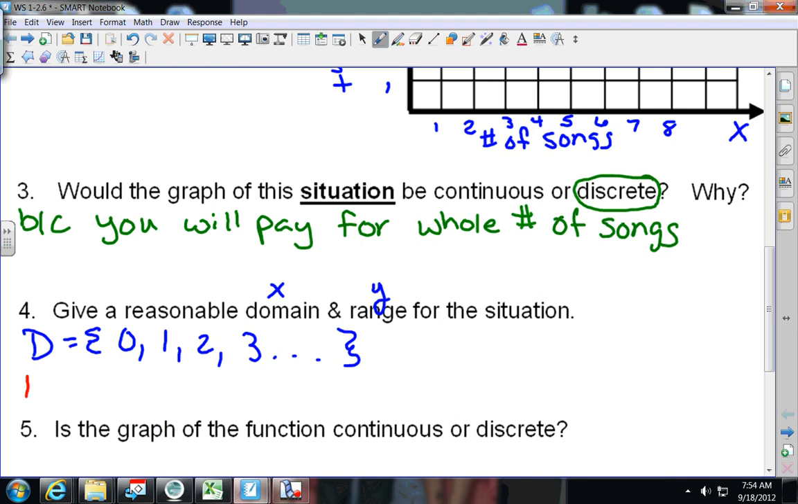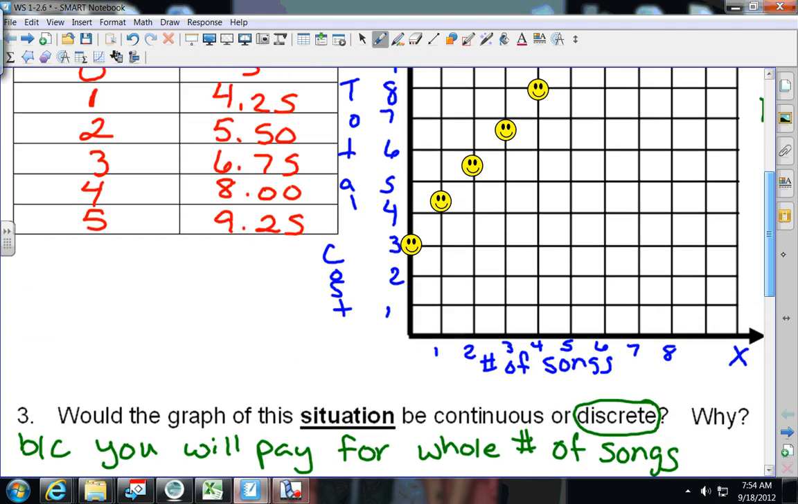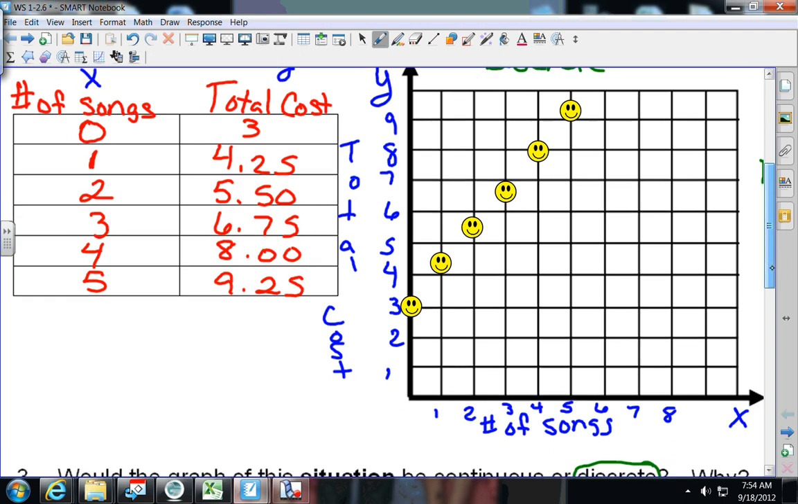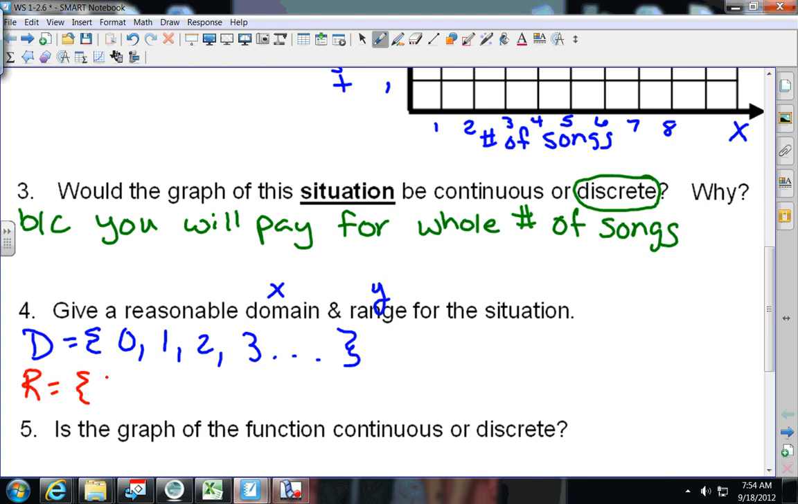Now, range. Range is my Y. What's the smallest number I start with on my Y? $3. It has to be 3 because that's the only way I can get onto the site. And then after 1 song, it's $4.25, $5.50. Again, it's going to go up. I wouldn't make you have to write all of these. Normally they'll just list them, but they want you to show that you're going up by $1.25.